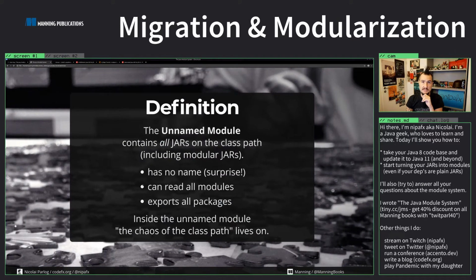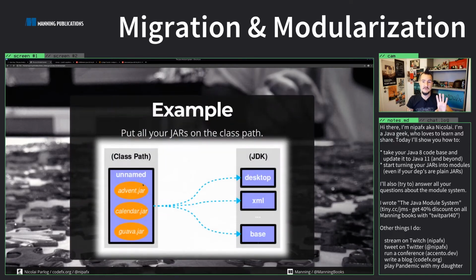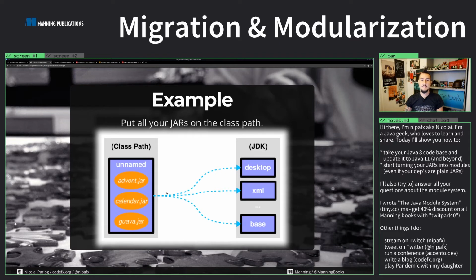I already showed you this. The unnamed module is what the module system creates for the entire class path content. The entire class path content gets stuffed into the unnamed module, which has no name, as I mentioned. We're going to see very soon why that fact becomes critically important. It can read all modules, it can export all packages, and within it the chaos of the class path lives on. We covered that.